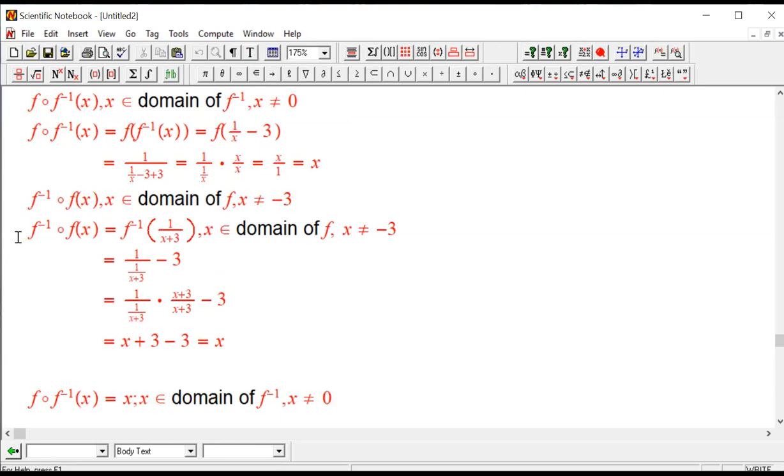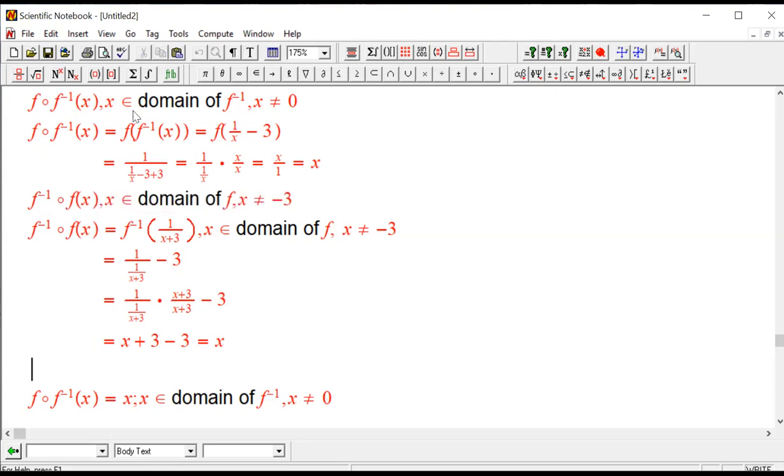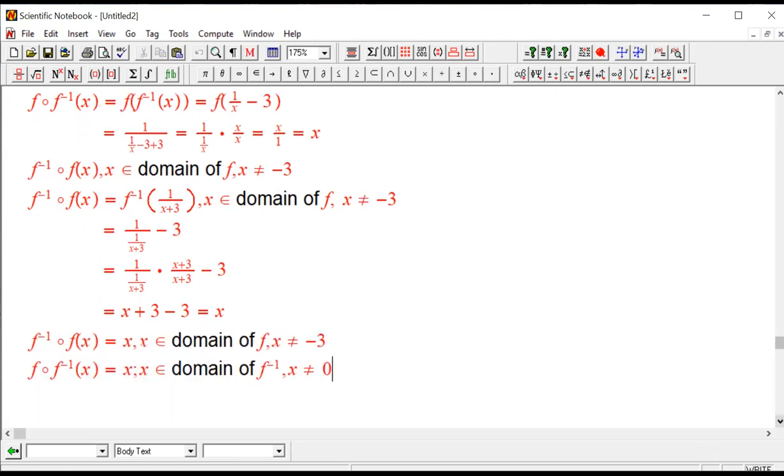So eventually we have demonstrated that this guy equals X for X in the domain of F. So once again, you see these properties are being applied.